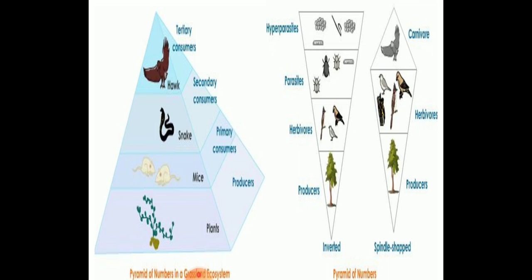If you take a parasitic type of food chain, here the pyramid is inverted. Only one tree will be there, that tree will support a large number of herbivores, and inside the herbivores you will find 100 parasites. Inside the parasites, thousands of hyperparasites will be there. So like that, it may be inverted, or sometimes spindle shaped. So again the numbers will change. So like that, the pyramid of number has different shapes.